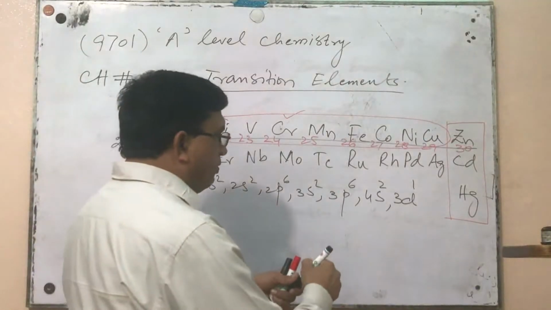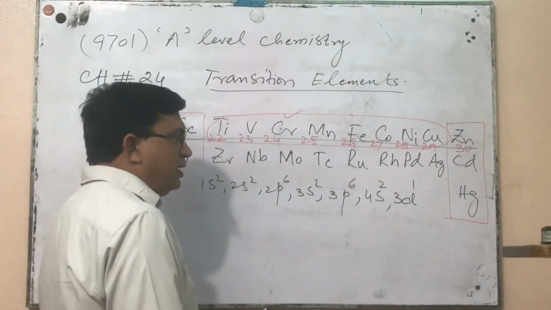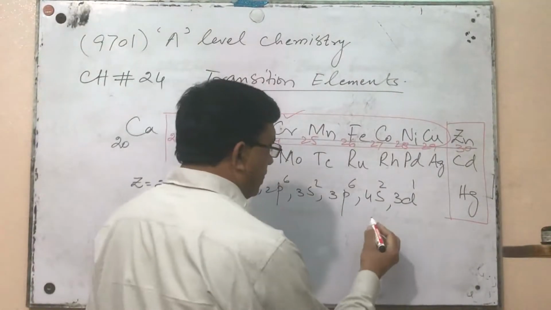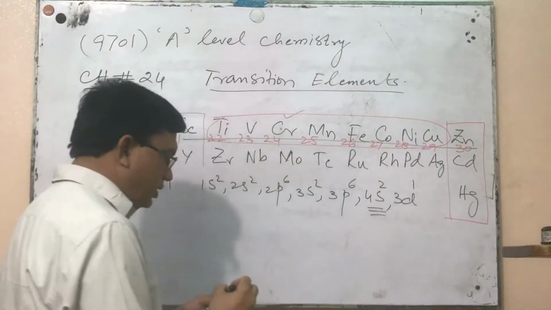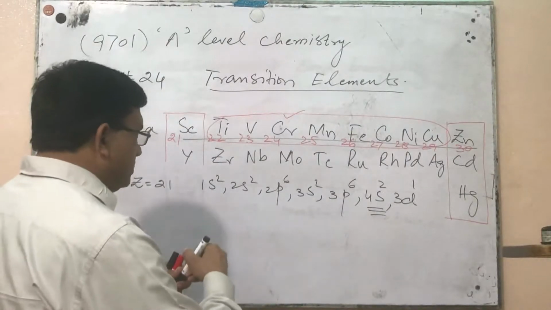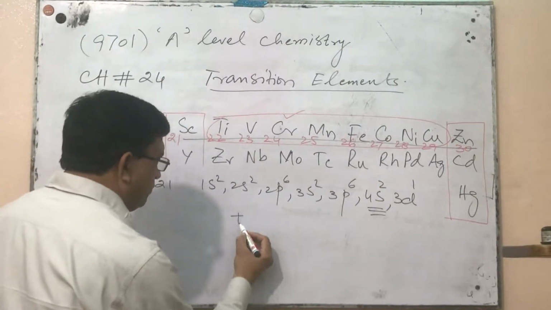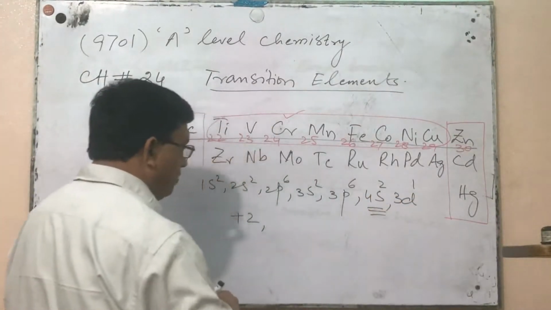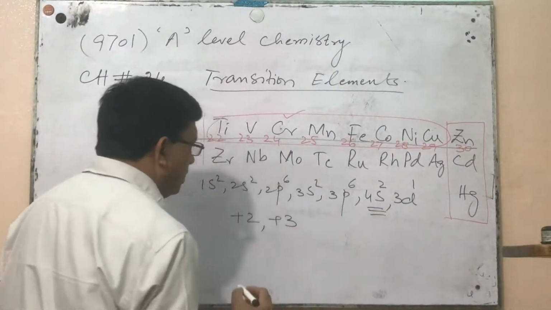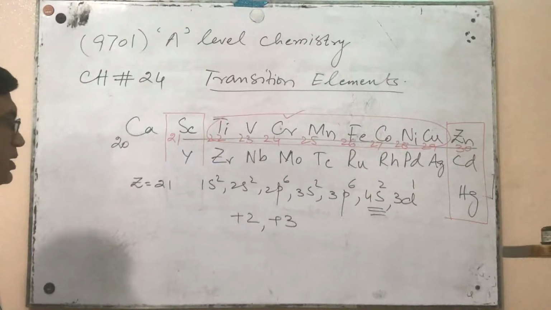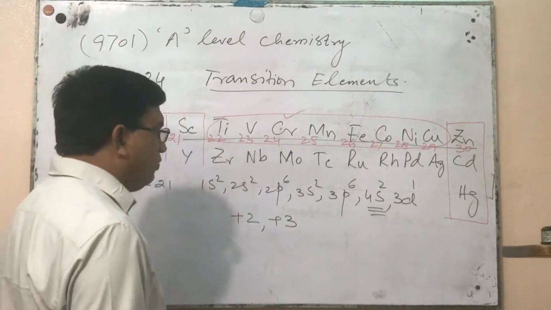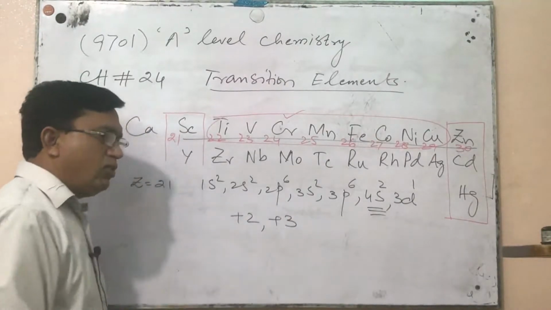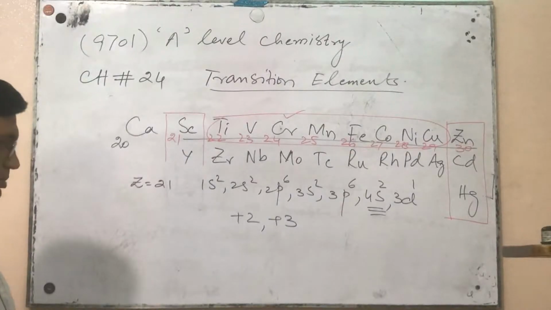As we know, whenever electrons are removed from this metal atom to form a cation, definitely 2 electrons from 4s will be removed first. As a result, due to the removal of 2 electrons, a positive 2 charge will come on the scandium. And if along with these 2 electrons, 1 electron from d is also removed, then the cation will form with positive 3 charge. But the most stable state of scandium is positive 3, and with the positive 2 oxidation state, scandium exists less stable.